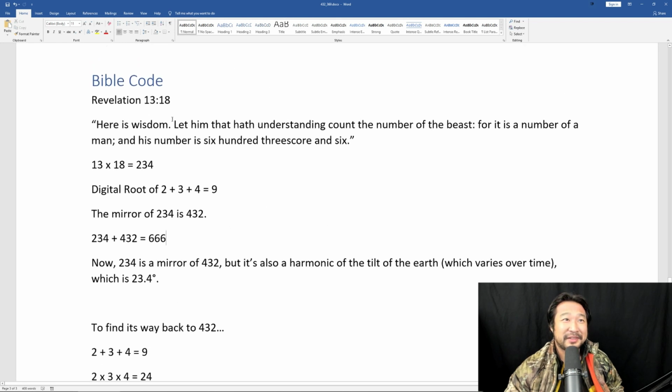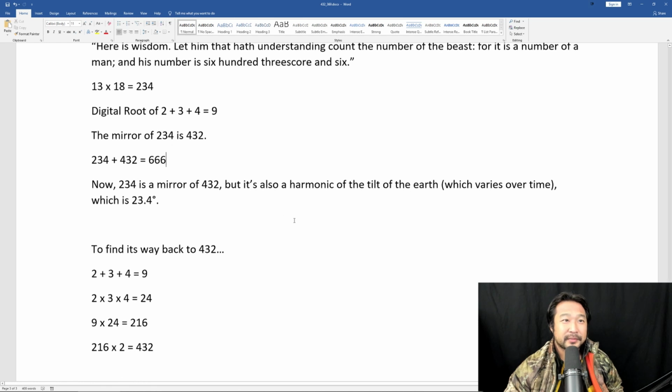Right. 13, 18. Why is it there? Is it there for a reason? And it's referencing 666, and you can get that there. Now we're going to play around with 234 a little bit. 234 is a mirror of 432, but it's also a harmonic of the tilt of the Earth, of course, which varies over time. If you Google it, it says 23.5, but here I'm stating it's 23.4 degrees.